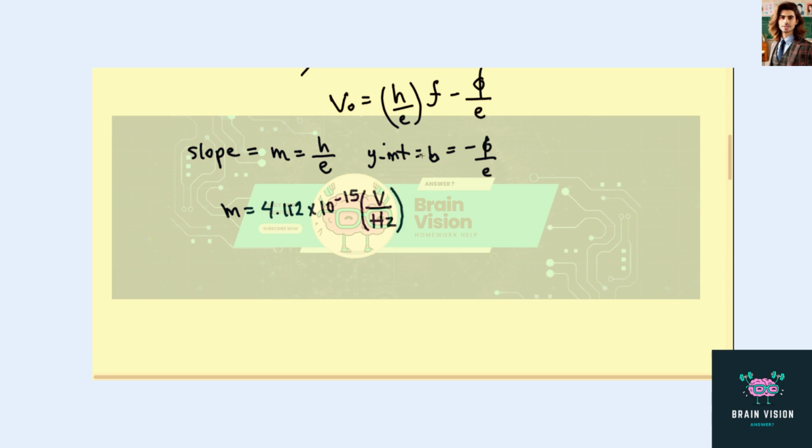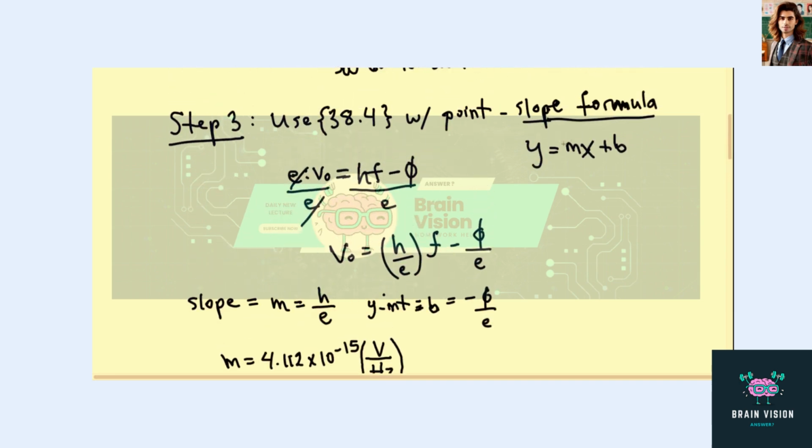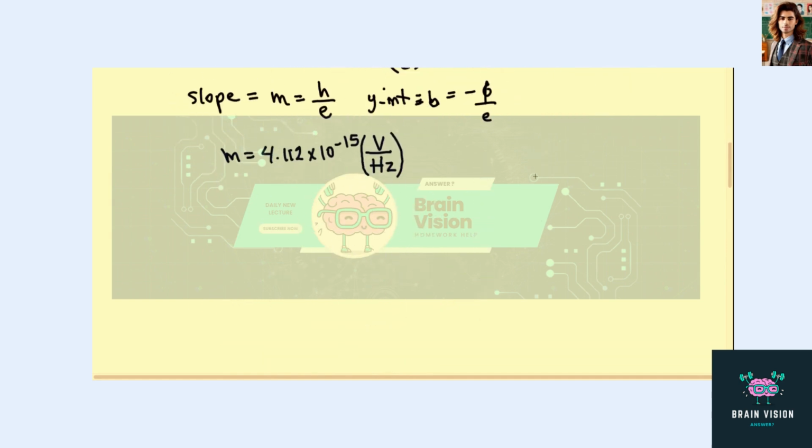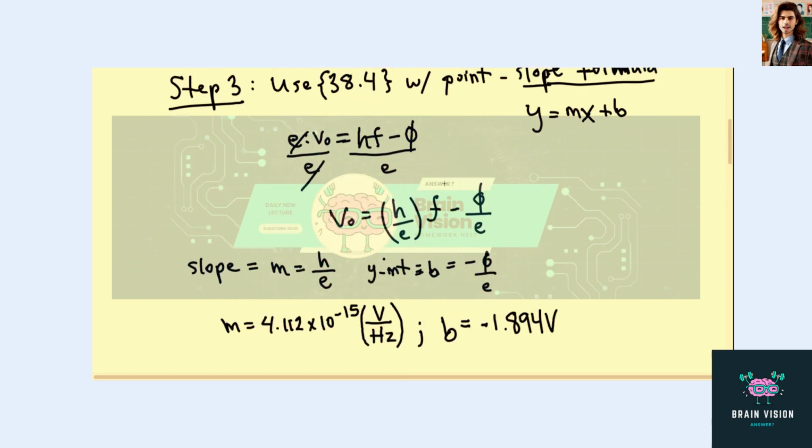Now for B, all you have to do is use point slope form. Since you know what M is, you can pick any point on the graph, which gives you a Y and an X value, you can get B. So B is negative 1.894 volts. Okay. So these are the two values that we can use to solve our problem.